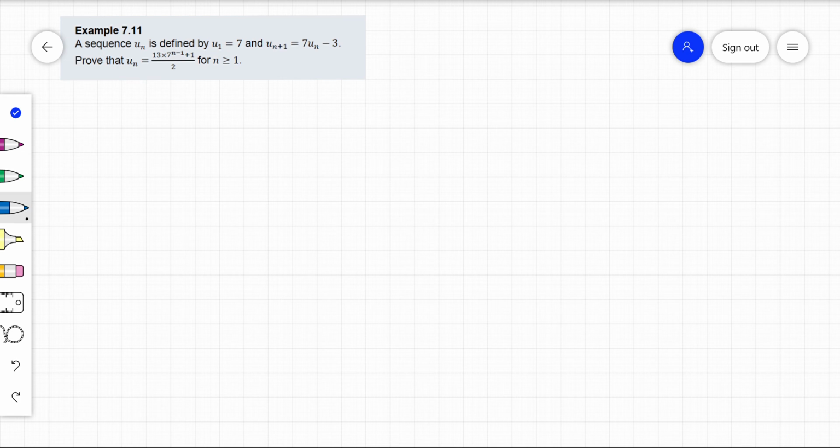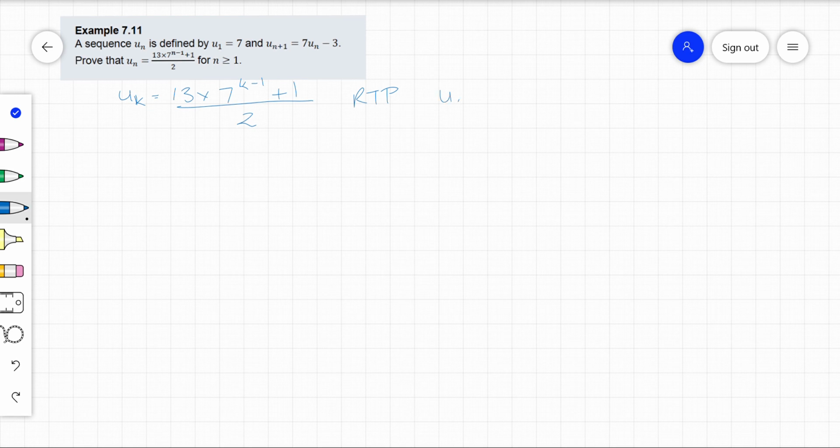So we're saying if our P of k is true for some arbitrary integer k greater or equal to 1, then we have got Uk is 13 times 7^(k-1) plus 1 all on 2. Alright, and what are we required to prove? We're required to prove our P of k plus 1.